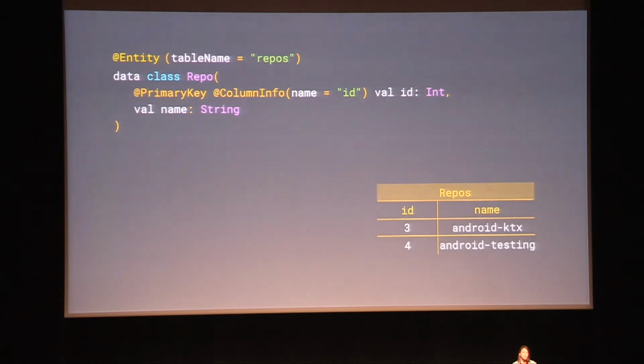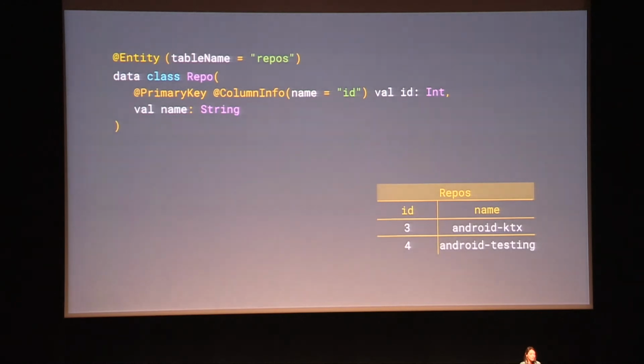Then, if we want, we can set the table name. If not, Room by default will use the class name. Then we need to set a primary key. Here, in our case, it's just the ID, but it can also be multiple primary keys. And then we can set the column info. In the column info, we can define the name of the column. In this case, we set the name of the ID to be just ID, whereas for the name of the repository, the Room database will just use the name of the field. So in this case, just name.